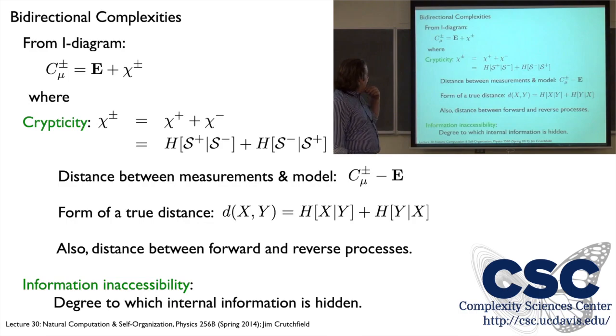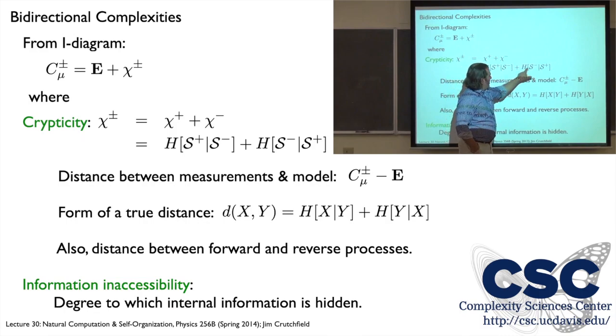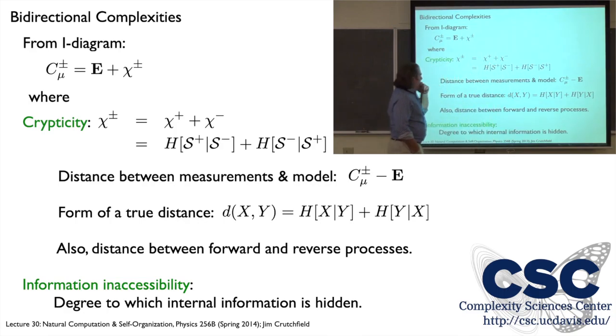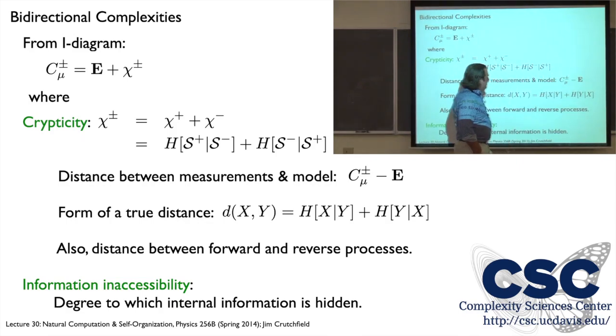From the diagram we were just talking about, we could think about the bidirectional state complexity as E, the shared information, plus this bidirectional crypticity, which is defined to be the sum of the two outside wedges. But that was the sum of these state conditional uncertainties: uncertainty in the future states given past, plus uncertainty in the past given the future. And the crypticity generally is a measure of the distance between the stored information and what's observed.